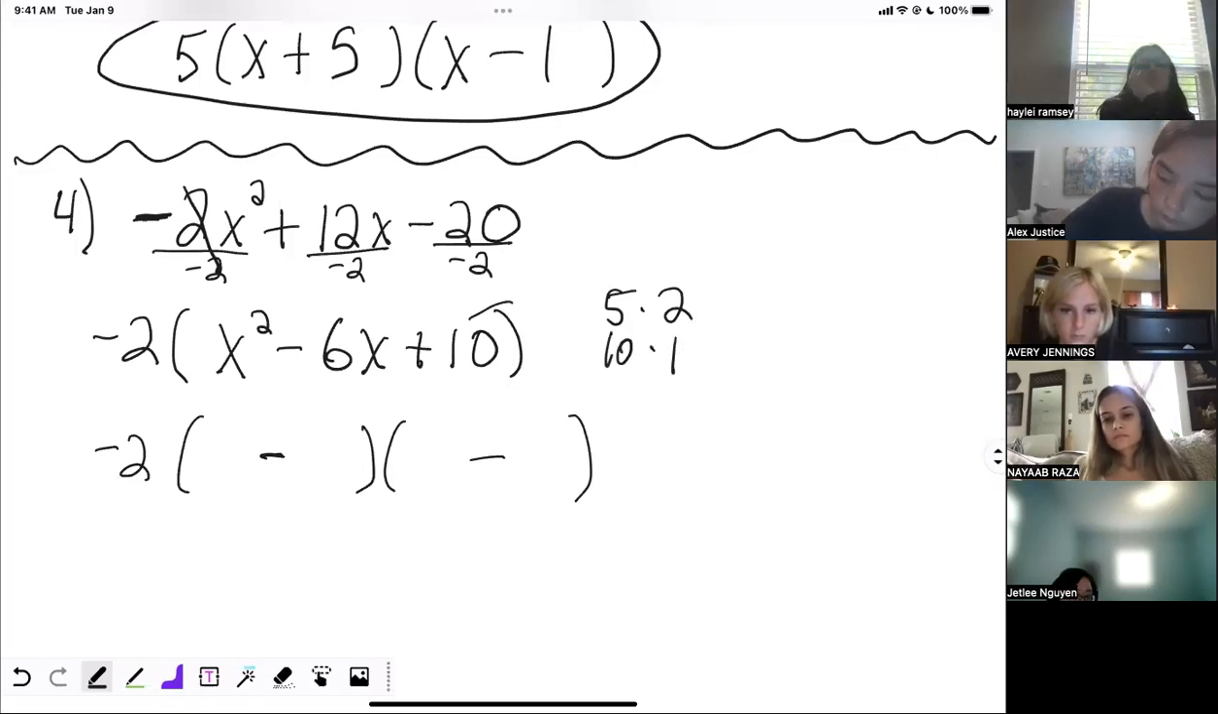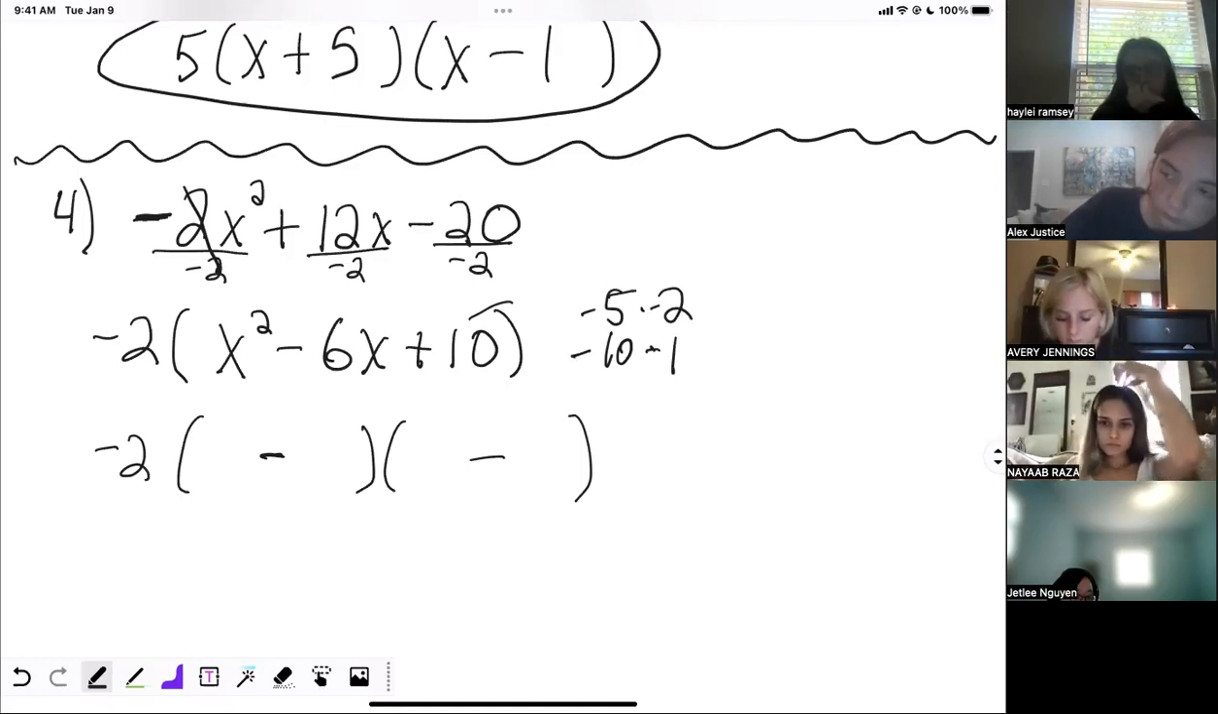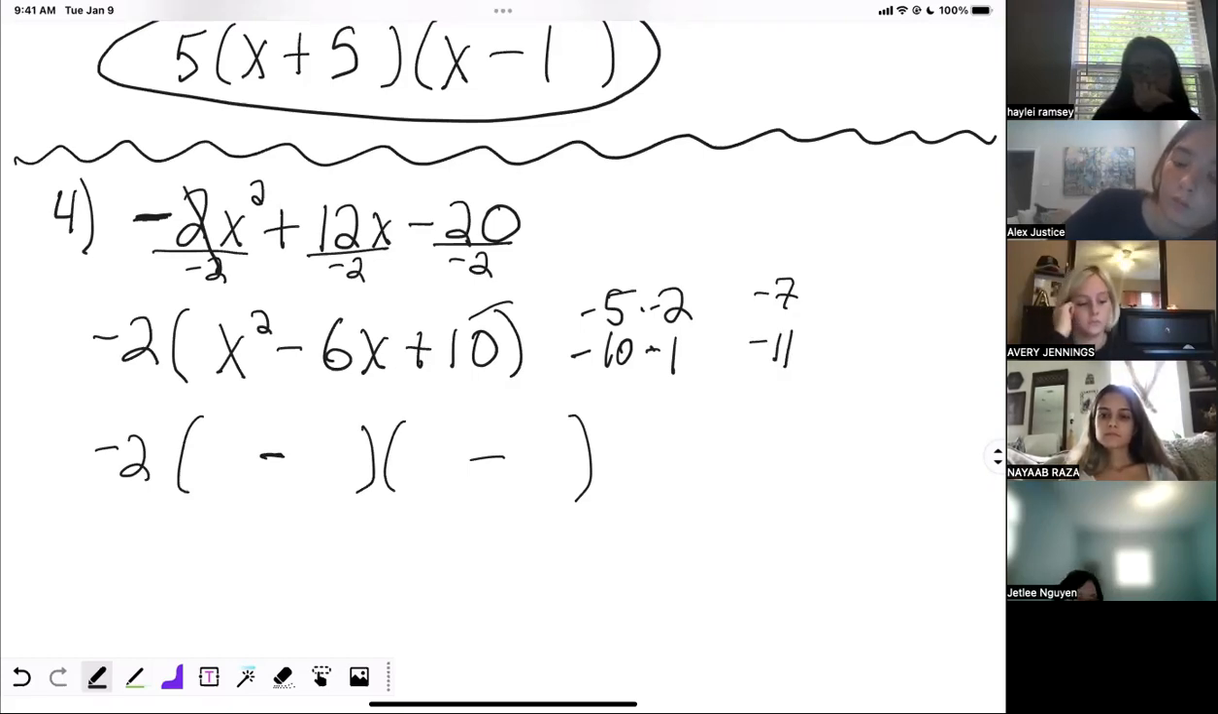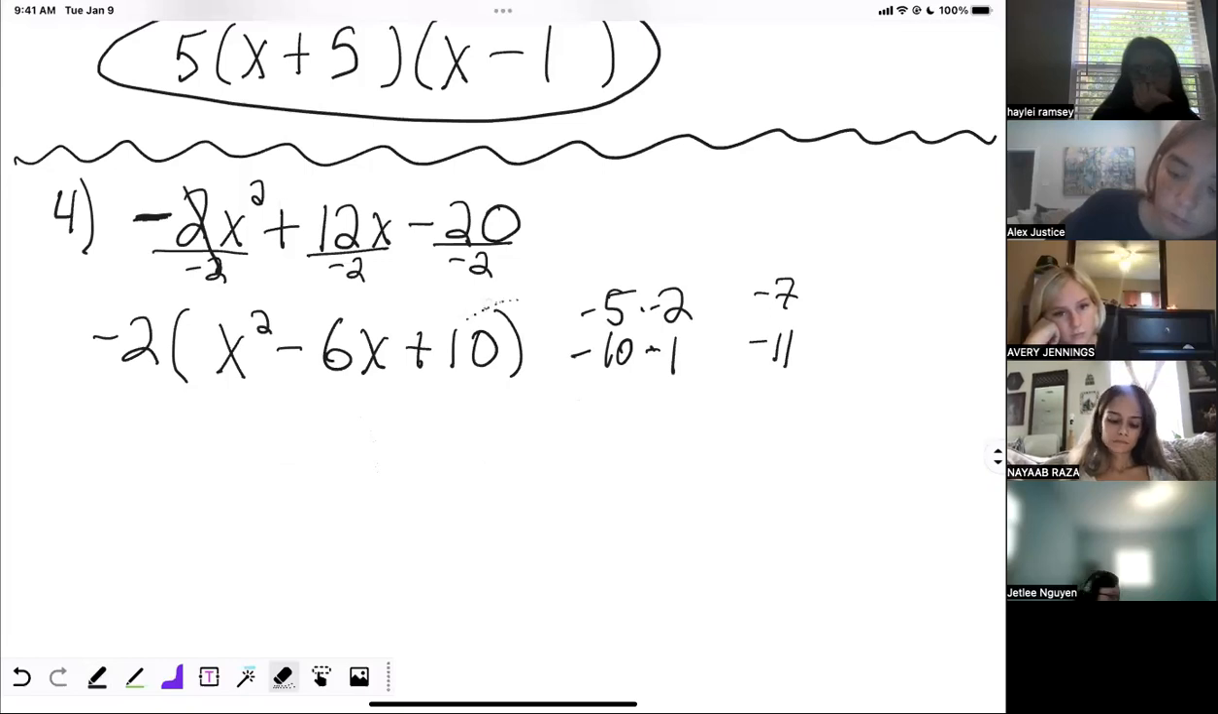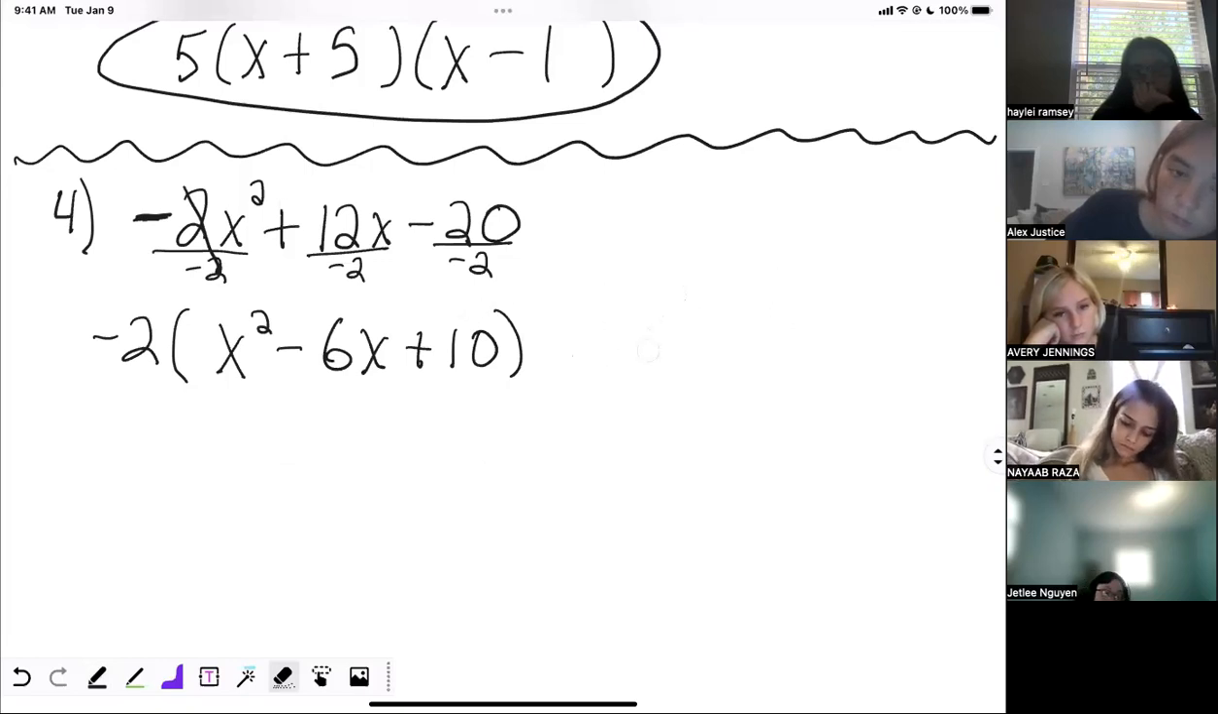All right, so if they're both negative, which they have to be, does any of them add up to be -6? Let's see. -5 plus -2, that's -7. -10 plus -1 is -11. There is nothing else that multiplies to be 10. So guess what? It wasn't factorable. And this is my answer.